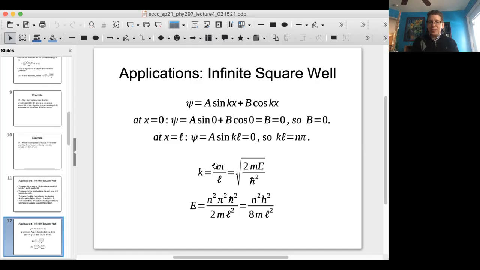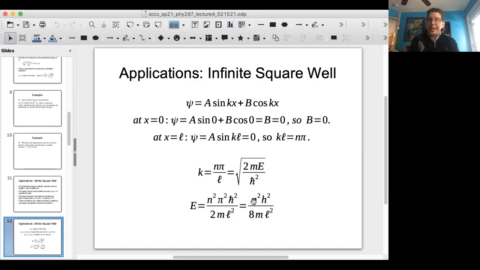And so K is equal to N times pi over L, which we can then solve for the energy. So you have quantized energy states where E is equal to N squared H squared over 8mL squared. So this is the energy of an electron in an infinite square well. And so the lowest possible state is N equals 1. That's called the ground state.